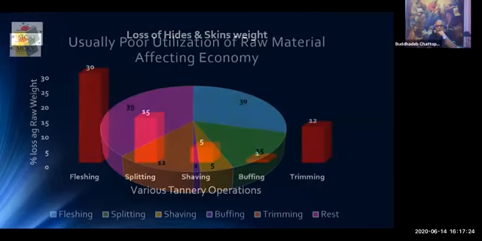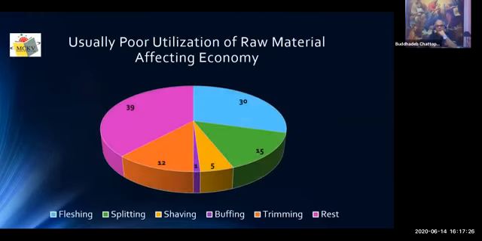So if you look at the pie chart, you can see that 39% of the raw weight is there in the finished leather of a lot. Another 15% comes out as a split, of which maybe 8% gives us value. We make a split of low-end product.